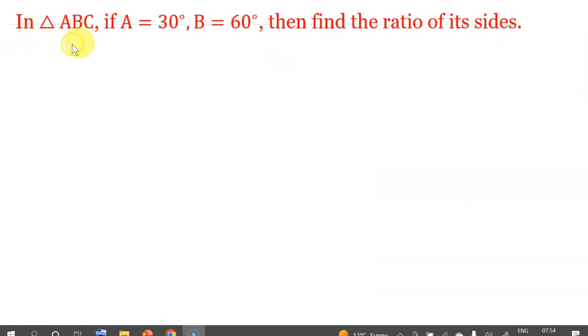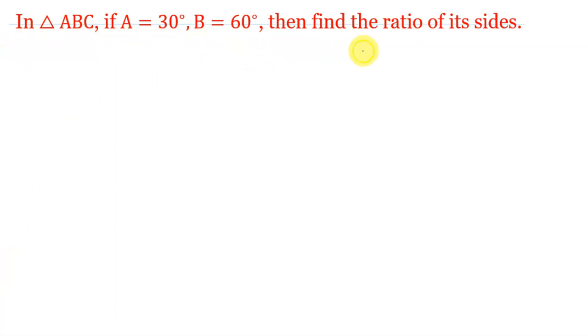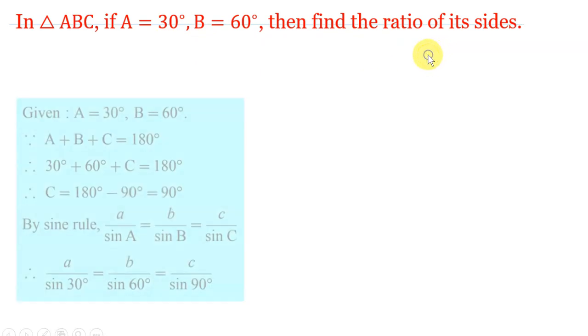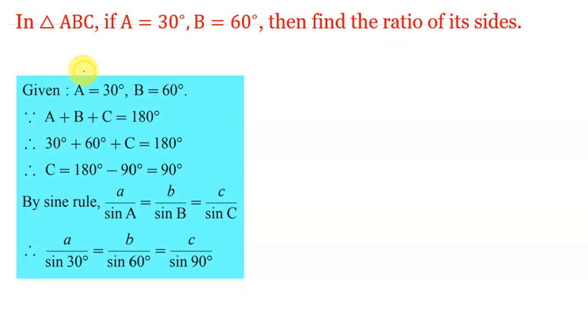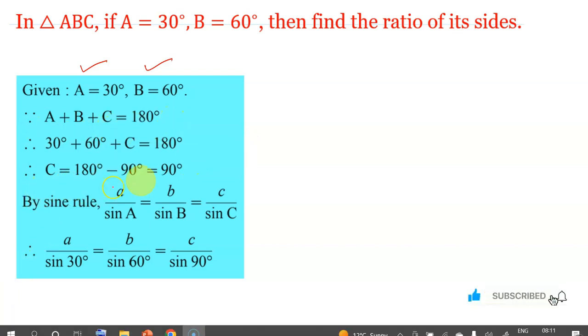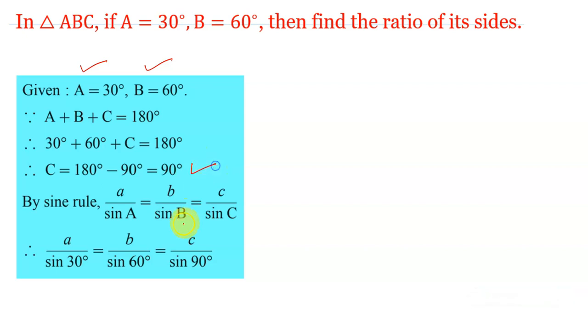Now the next. In triangle ABC, if angle A is 30 degrees and angle B is 60 degrees, then find the ratio of its sides. A is equal to 30 degrees, B is 60. We know that A plus B plus C is equal to 180. Therefore, the measure of angle C is equal to 90 degrees. We know the sine rule: A upon sine A is equal to B upon sine B is equal to C upon sine C.